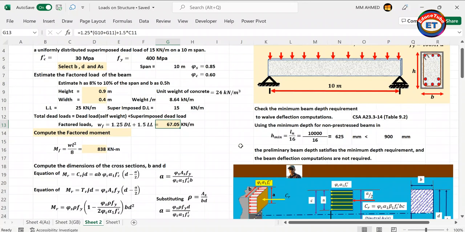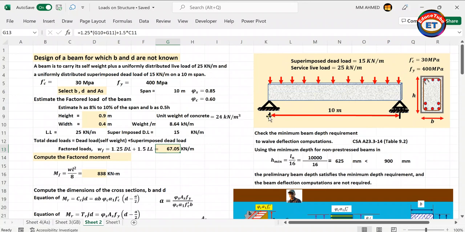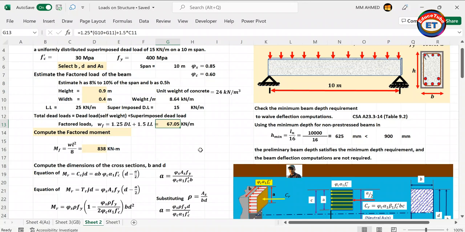Very important points. Now, as we know, the factored load, using the factors, we can compute the factored moment for this simply supported beam by very easy equation, wL squared by 8. So we get 838 kilonewton meters. Now, we have to compute the dimension of the cross section B and D. First of all, we need to know the equation for factored moment resistance, equation of MR.